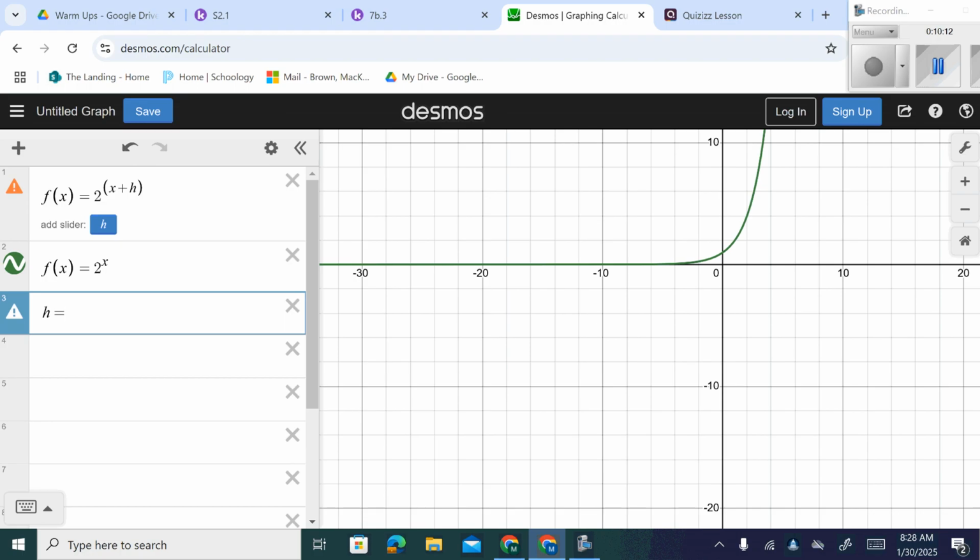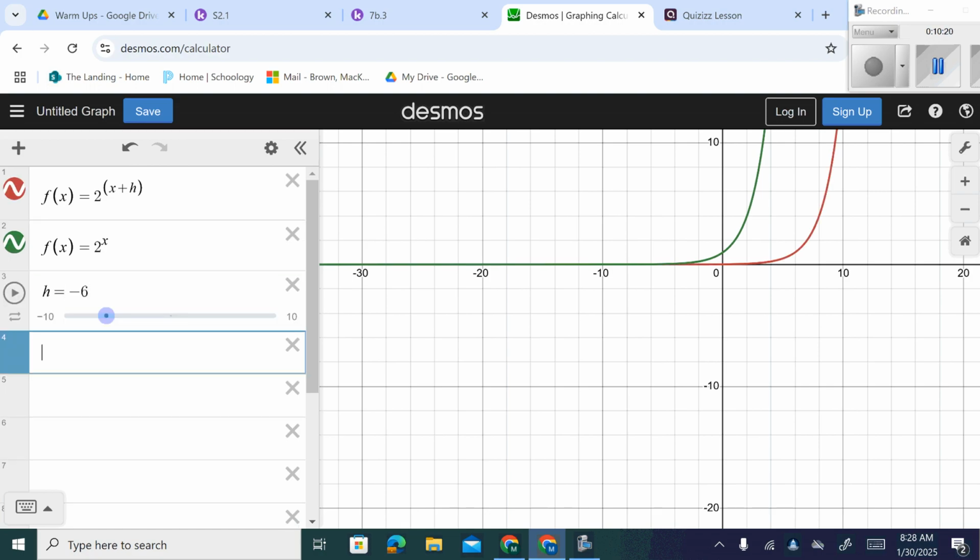Say, give me a number. 6. If I put positive 6 in here, which way is that going to move? Left 6. What if I want to move it right 6? I got to put negative 6. Okay, remember you have to do the opposite. Do you do the opposite with the K?